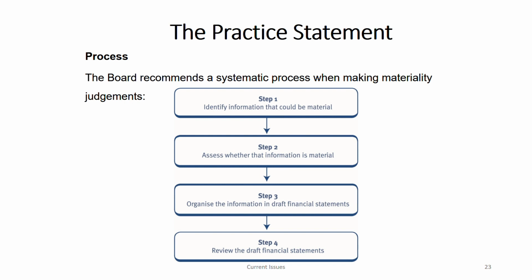Step 1, first you identify that this information is material, or it could be material. Second, what do you do after you identify it? Assess whether the information is actually material or not. So, okay, in the first step you'll be having more information than in the second step. Why? In the first step, the information could be material.